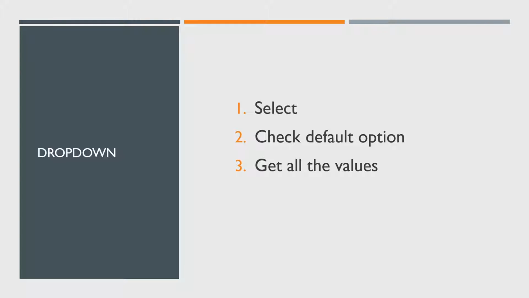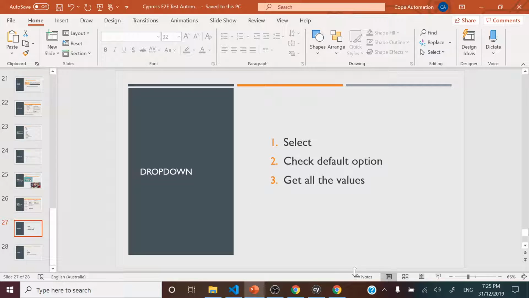In our use case, let's see how we select a particular dropdown value, how we check which one is selected by default, and we'll also try to get all the values under the dropdown. The equivalent of getting all the values on the Selenium side is getOptions. Okay, let's go back and do the demo.